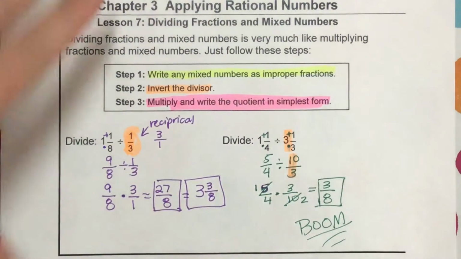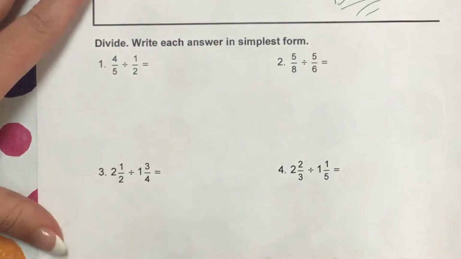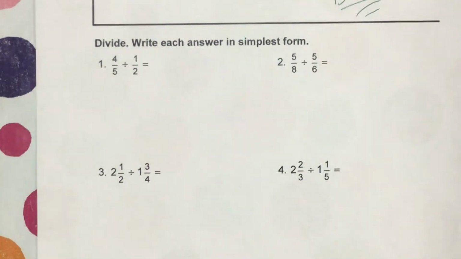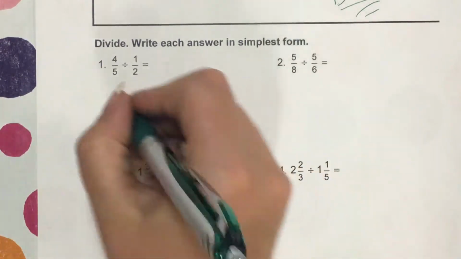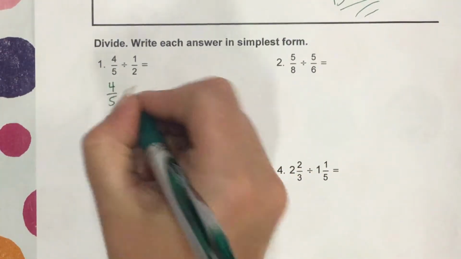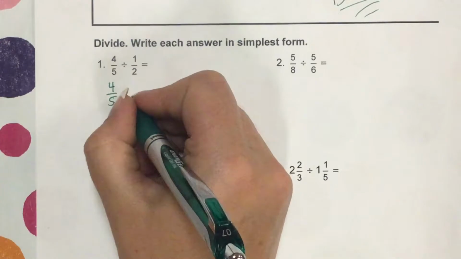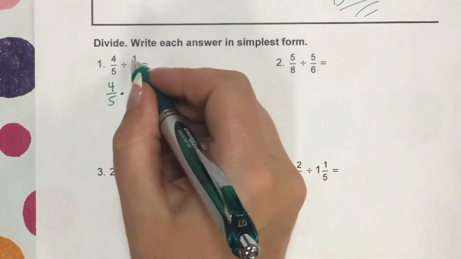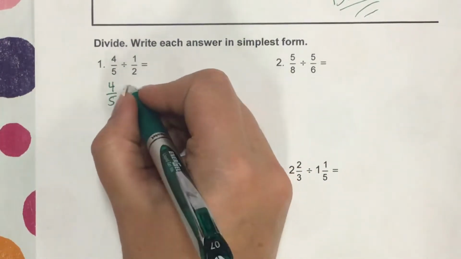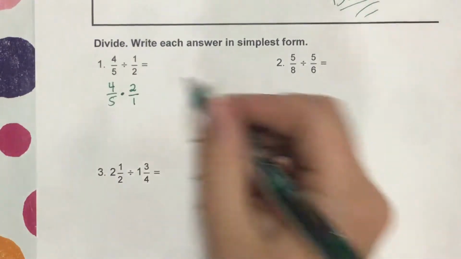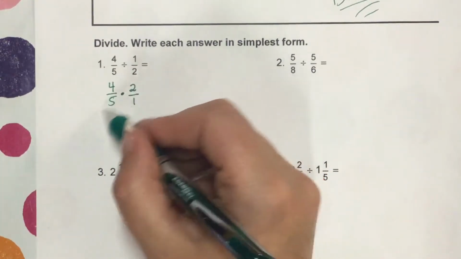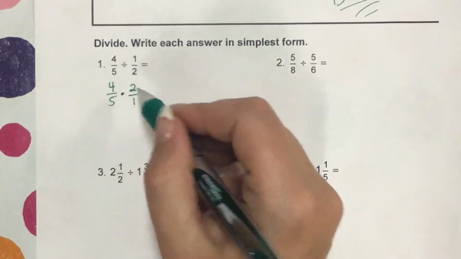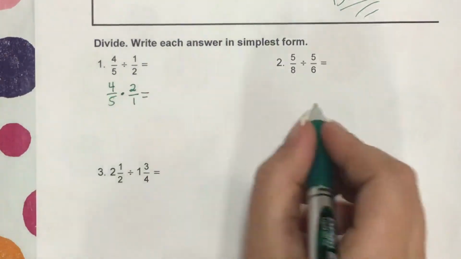Okay, let's practice this some more on problems 1, 2, 3, and 4. Here we don't have any mixed numbers. That's great. We can just get started. We have 4/5, and we just need to change it to a multiplication problem. To do that, we invert this divisor, or do the reciprocal, which would be 2/1. We look to cross cancel. Are there any common factors between 2 and 5? No. What about 4 and 1? No. So we just multiply across.